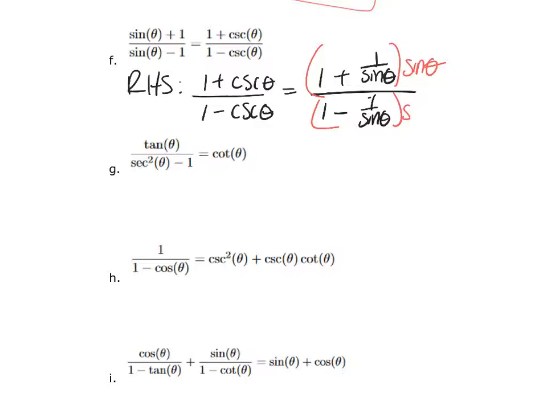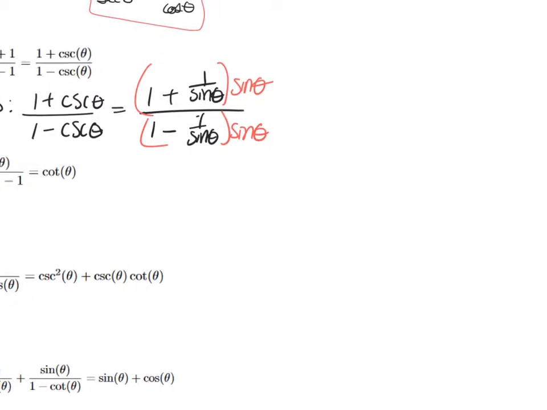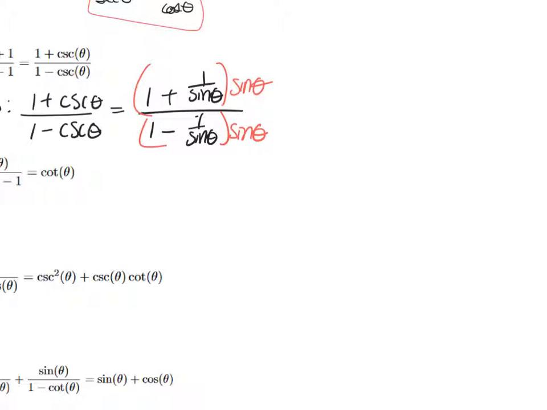So instead, I'm going to multiply every single term by the common denominator of all of those fractions, which happens to be sine theta. When I multiply each term and distribute that sine theta through, I'm going to get the sine theta plus 1, sine theta minus 1, which is the left-hand side. Had you chosen the left-hand side to begin with, you would have done the exact same algorithm as what I just did.